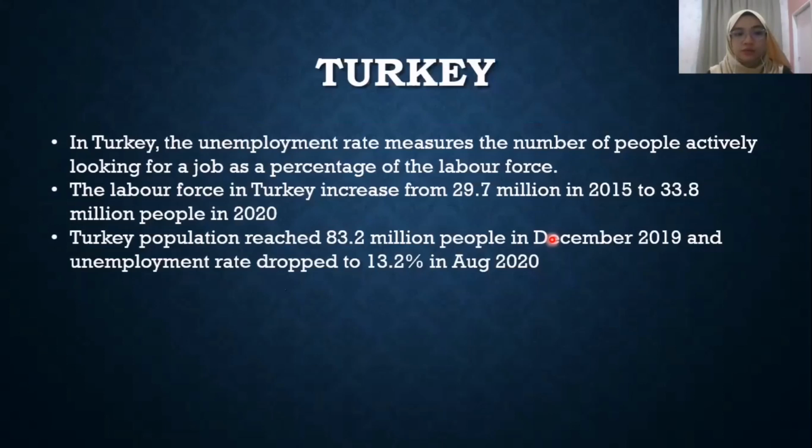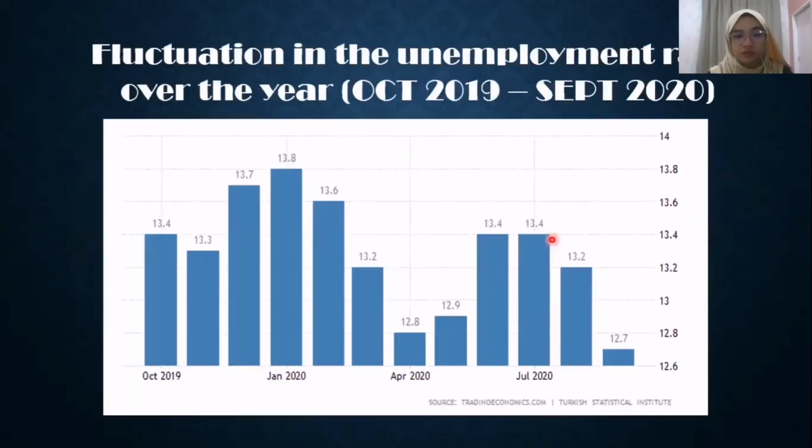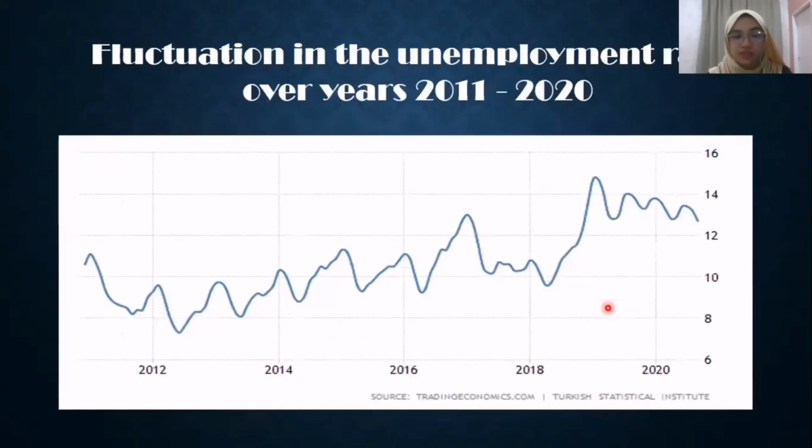The unemployment rate in Turkey declined to 12.7% in September of 2020, from 13.8% in the corresponding month of the previous year, which is September 2019, and it is the lowest since November 2019. Turkey's unemployment rate surged to 14.7% in the December 2018 to February 2019 period, which is the highest level in nearly a decade.